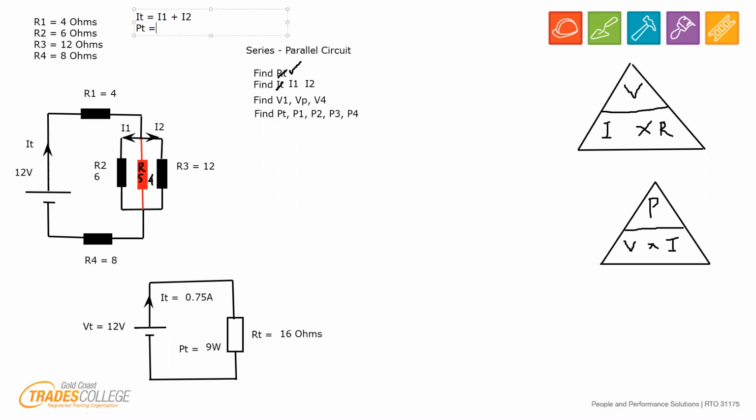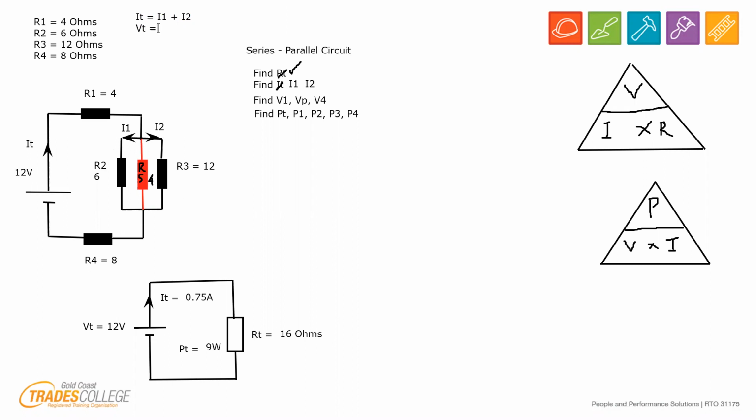VT is going to be, sorry, let's do the V's first. VT must be, and this is the bit that catches people out, it isn't V1, V2, V3, and V4, because R2 and R3, which is the parallel circuit, share the one voltage. We called that VP earlier. I'll do a circle. The voltage in this area is the same across both resistors because they're in parallel. Like 230 volts comes out of every power point in your house, it's wired in parallel, so they all have the same voltage.